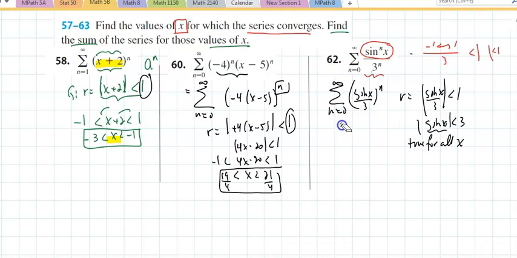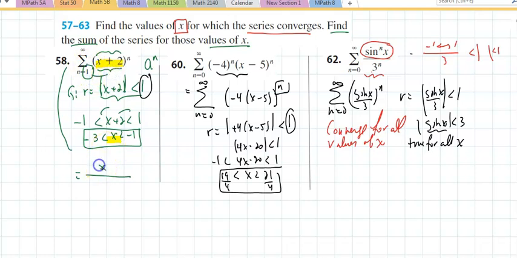Okay, let me fix that. Converge for all values of x. Now let's find the sum. The sum on the first one is the very first term. What's the very first term? Throw 1 in there. x plus 2 divided by 1 minus r.